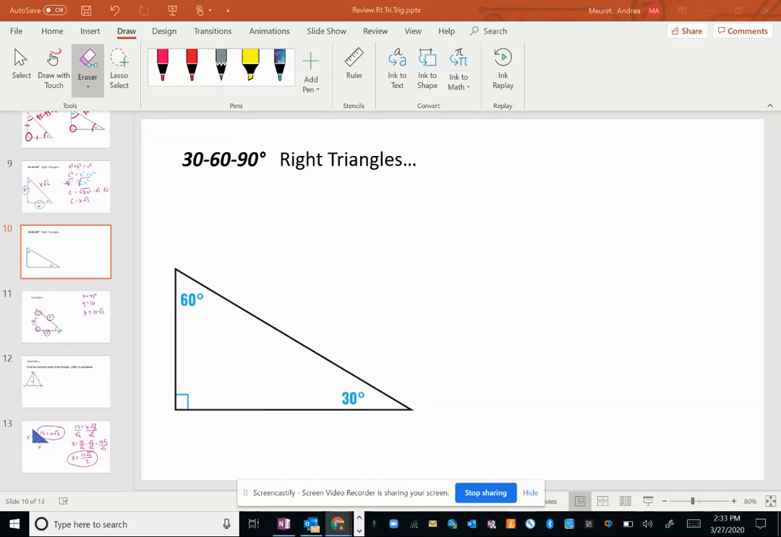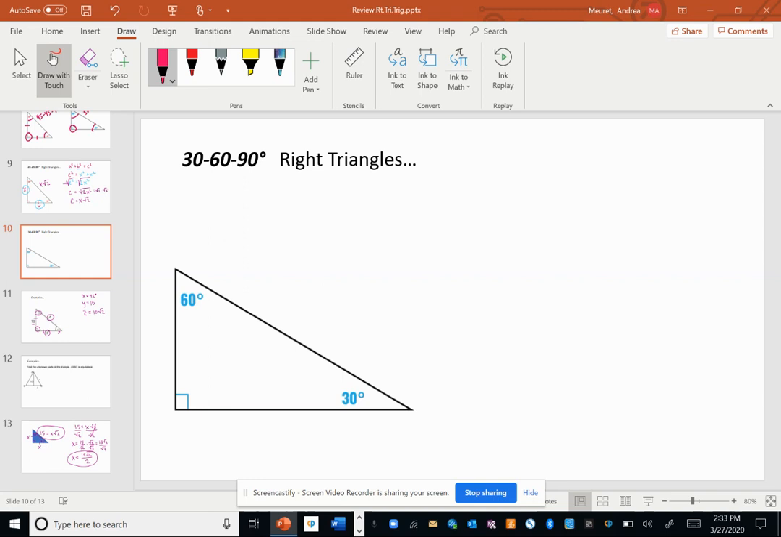Now we're going to look at a 30, 60, 90 degree right triangle. In order to understand the relationship between the legs and the hypotenuse in this right triangle, we need to start an initial relationship. We don't have a congruency like you do in 45, 45, 90, but there is a relationship that we can find.